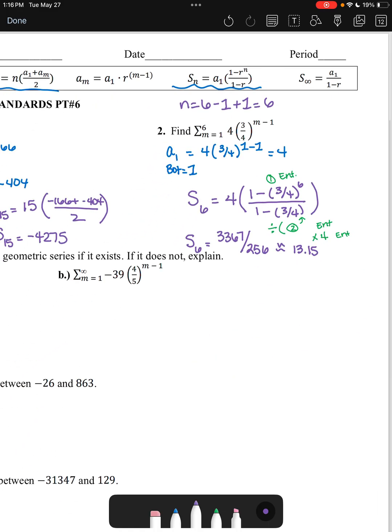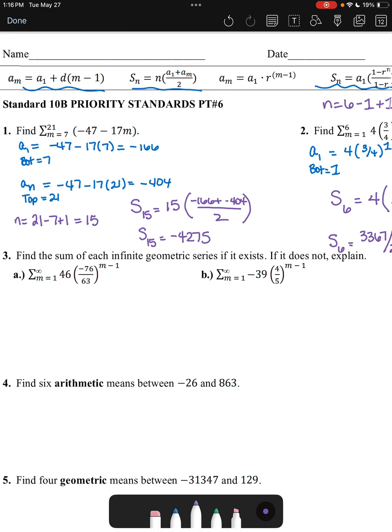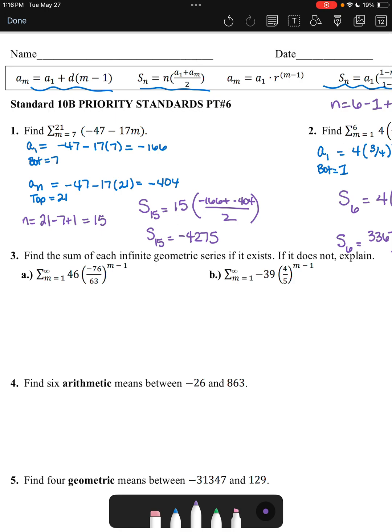Alright, so the next two things we gotta do is we have to do our sum of our infinite series. So the first thing you need to do is you need to check to see if the ratios are less than 1 in absolute value. So we are going to do absolute value of negative 76 over 63. Is that less than 1? The answer is no, so the sum doesn't exist. And that's your whole answer there. On the other one, still got to check. So 4/5 absolute value, is that less than 1?